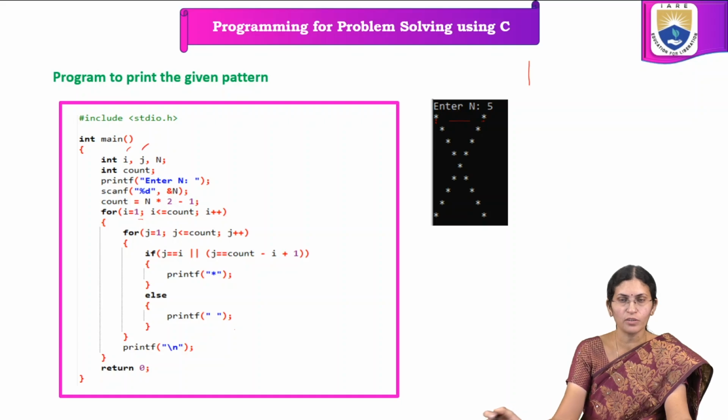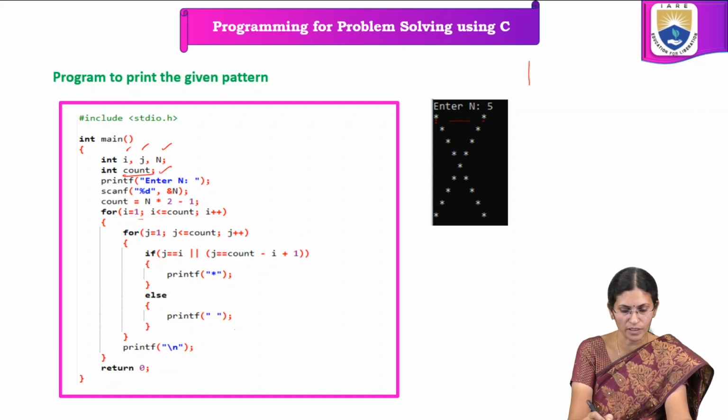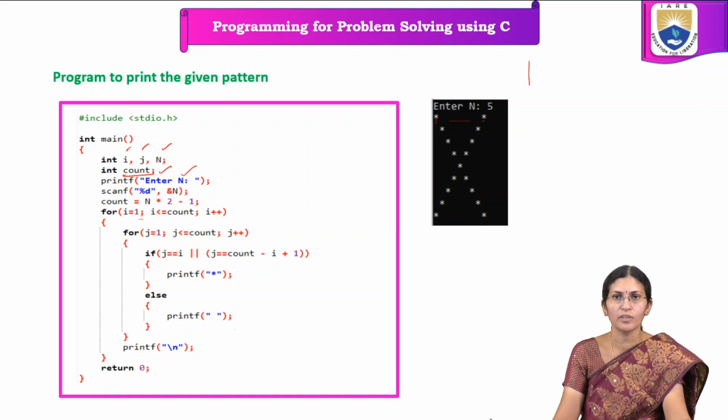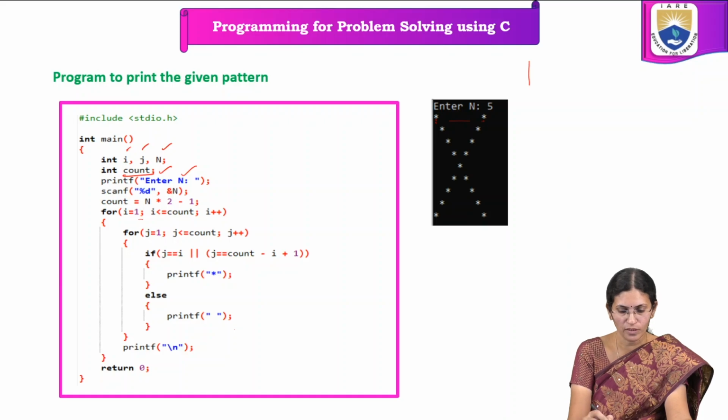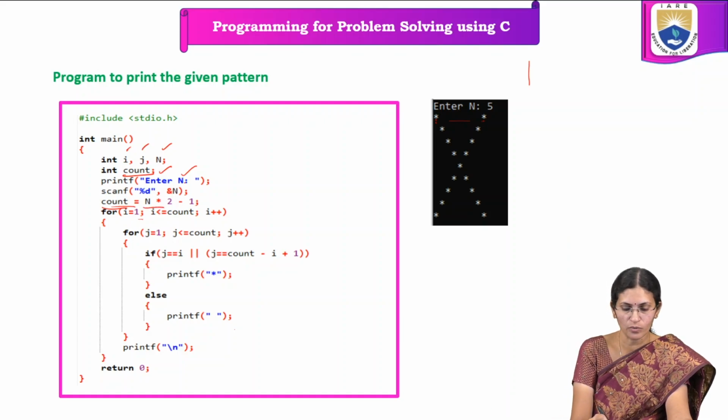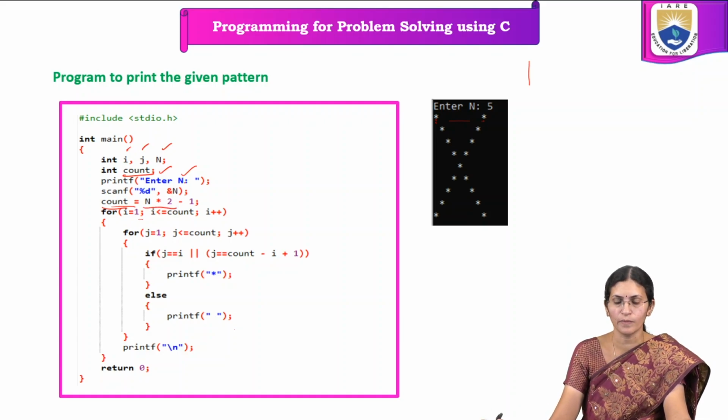Here also we are using 3 variables: one is I, the other one is j, and the other one is n. n specifies the number of rows here. Another variable we need to take into account is the count variable, which is of type integer. Enter the value of n. Now count is determined based upon this n value. Now what is count here? Count is equal to n into 2 minus 1.